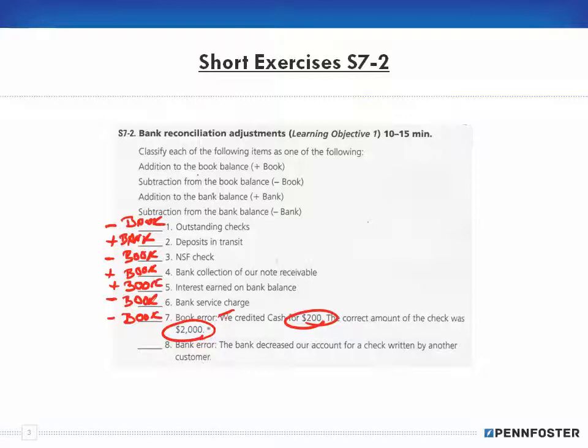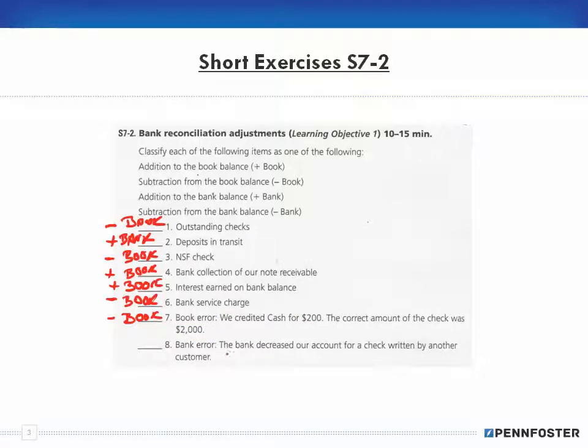All right. So, if, for example, I'm supposed to write in my book 2,000, but I don't, I only write 200. Well, the bank gets it and it shows 2,000. Right? Well, there's an error of $1,800 that I have to take out of my check register. Okay, so that's the error correction in your book.